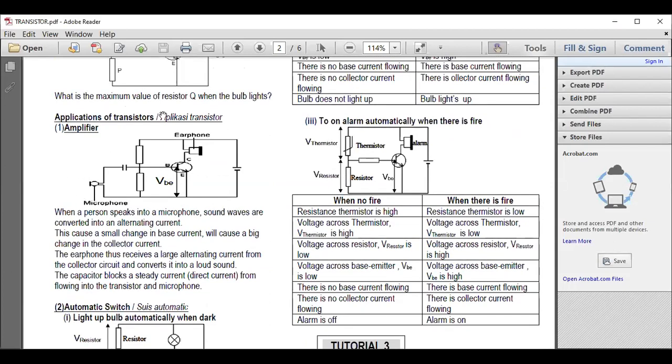Let's say when you talk to a microphone, you want the sound that comes out from the speaker. This earphone is a speaker. You want the sound to come out with a higher loudness, meaning higher amplitude. So you have a transistor here. You talk using a microphone, and let's say the sound is very soft. The microphone will convert your sound into current. It will be alternating current because it will fluctuate.